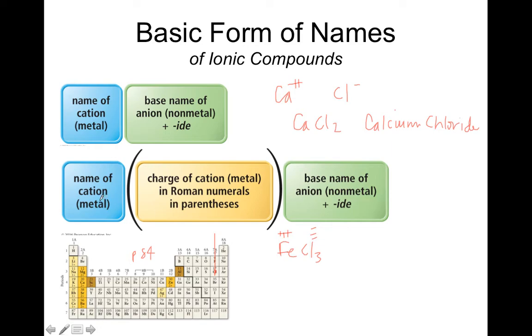All right. Now, if you see iron's right here, okay? You see it's not colored, and so the name of the cation is iron. But since it's not colored, we're going to have to put the charge of it there in Roman numerals. And what's the charge? It's plus 3. 1, 2, 3. And then the base name, which is chlor, and then ide. Chloride. Okay? So that's the name of FeCl3, iron 3 chloride.